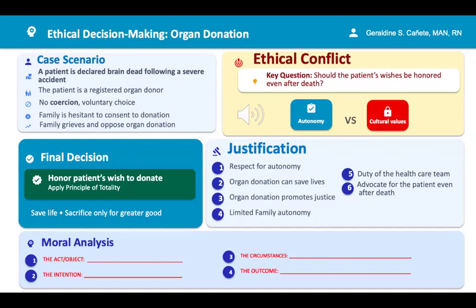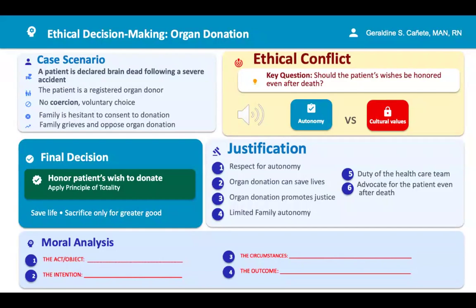The patient's registration as an organ donor represents their informed and autonomous decision. In most ethical frameworks, a competent adult's prior wishes should be given significant weight, even when they conflict with the desires of the family members. But I would like to ask you, why do you think respecting autonomy is so important even after death? Take a pause, take note of that question. Maybe you can research about it and add it to your notes.